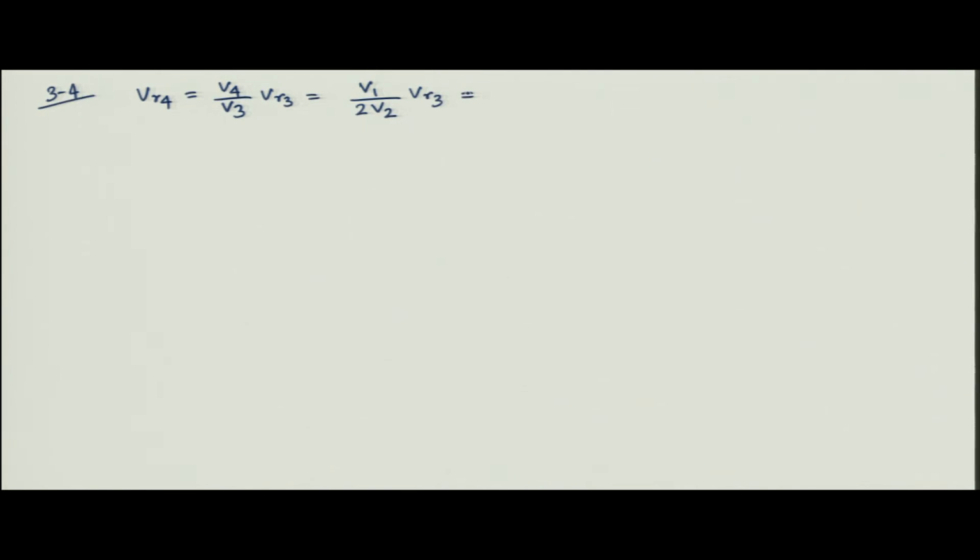So, V1 upon V2 is basically the compression ratio, which is 16 in this case. So, I am writing 16, and VR3 we have just now obtained as 4.546. So, this gives you VR4, which is 36.37.